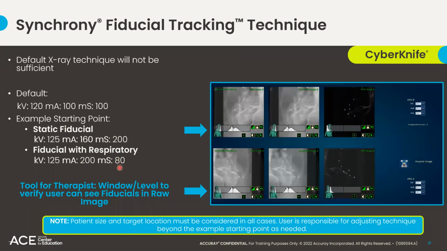The recommended tool for assessing image quality is to simply verify that the user can see the fiducials against the background in your live image. So for fiducial tracking only, the user is provided with a window level tool in the technique phase of the workflow to help with this fiducial detection. In the example we see here, window leveling is not necessary, but this is because this is an example using a very low density phantom. In a real patient, window leveling for fiducial identification is almost always necessary.